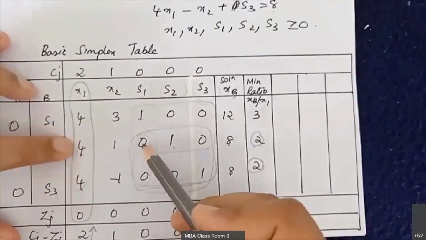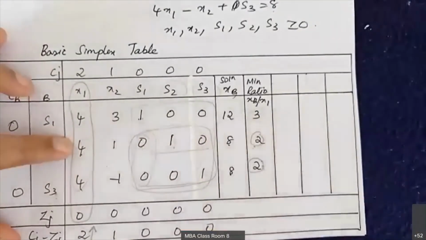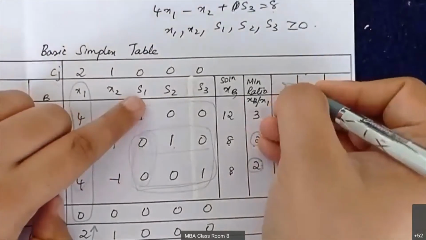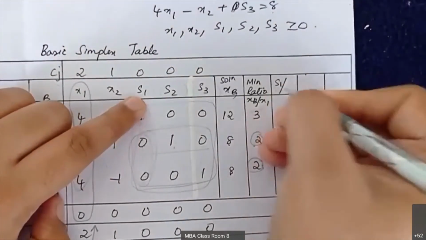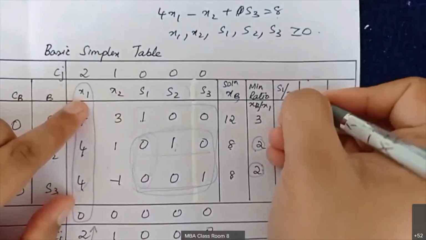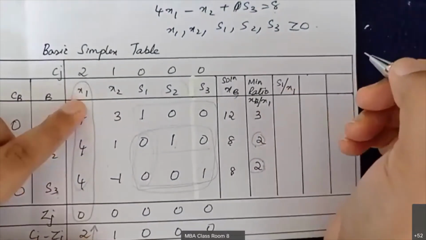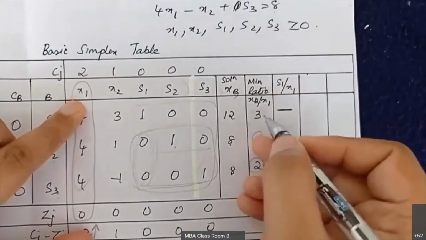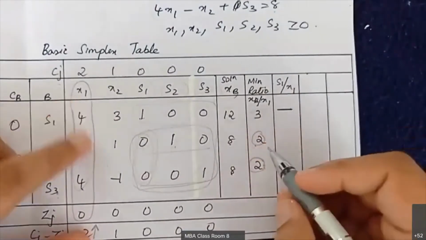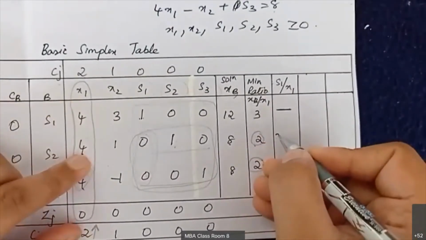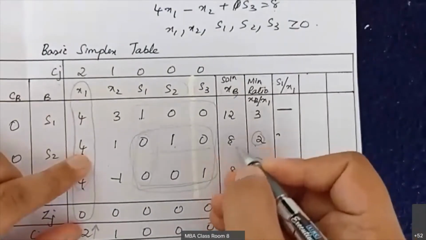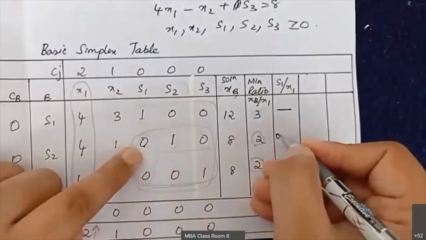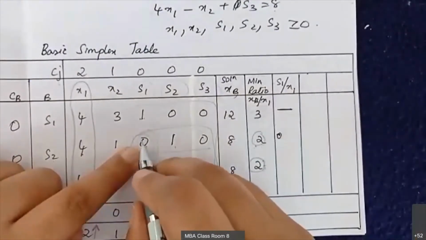So divide 0 by 4. What is 0 divided by 4? What I'm doing over here is S1 divided by X1. X1 is the key column. Over here, I don't have to consider this value because I don't have a tie here, so I'll put a dash there. Sorry, I have to divide this value. The elements of the identity matrix are what I have to consider.